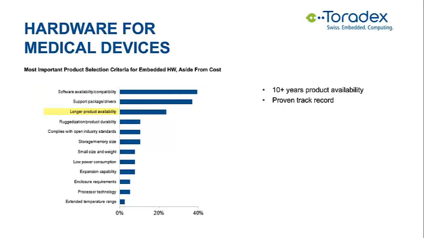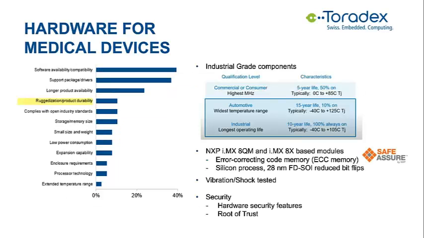Long product availability is essential in medical products, as the life cycles are typically much longer than in other verticals. If you select a hardware provider, make sure it has a proven track record. Now, ruggedization and product durability. This is crucial, especially for critical applications, as safety can directly depend on it. This is a strong focus for Toradex. We get the common question why our products are a little bit more expensive than some of the popular maker boards. And a lot of the reasons are basically on this topic. We are using industrial and automotive grade components.